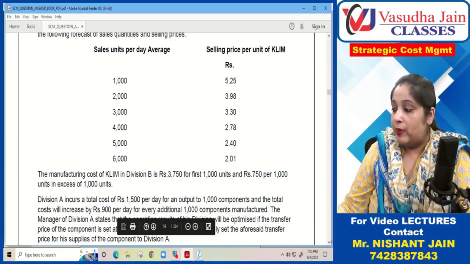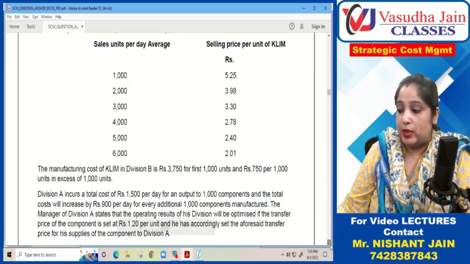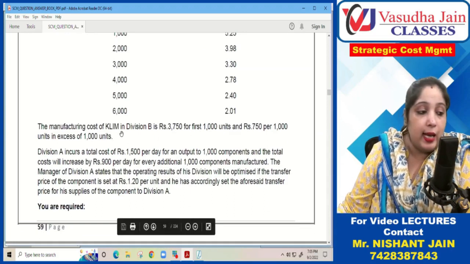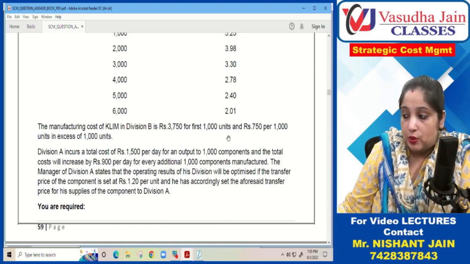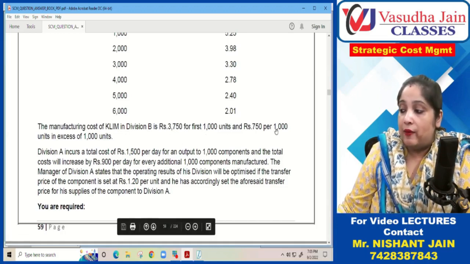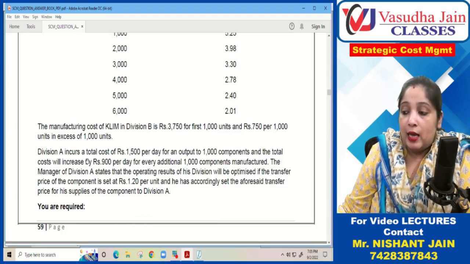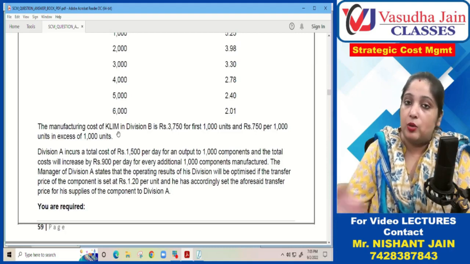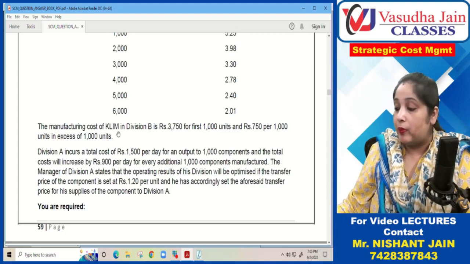So that means for every 1000 additional units, you have to incur an additional 750 rupees. You can read again: the manufacturing cost of KLIM in division B is 3750 for the first 1000 units and rupees 750 per 1000 units in excess of 1000 units. Division A incurs a total cost of, now we are talking about division A. Earlier we were talking about division B. Division B story is finished. Now we are coming to division A, who manufactures the raw material.